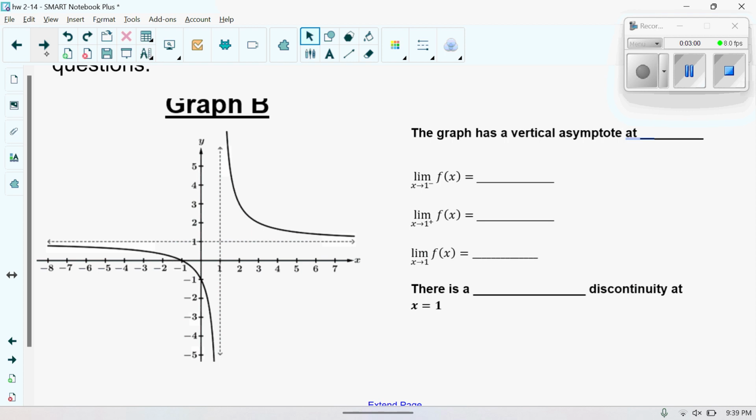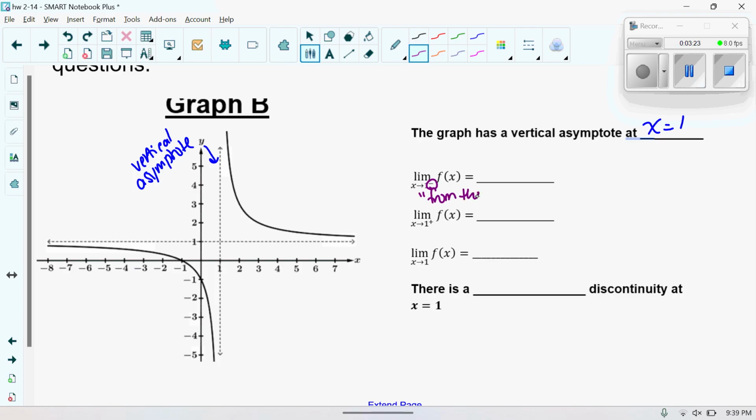Let's take a look at graph B. So graph B, they're going to focus now on my vertical asymptote. So I have a vertical asymptote at x equals 1 right here. So I want to know the limit as x approaches 1 with negative. So remember, that's x approaches 1 from the left. So as x approaches 1 from the left, I'm going to negative infinity. The next one is as x approaches 1 from the right, trace my graph, I'm going to positive infinity.